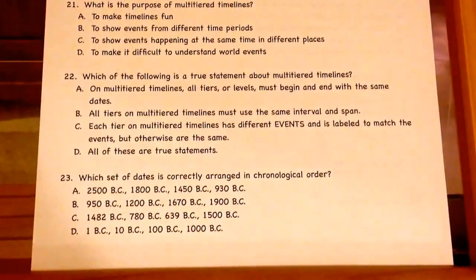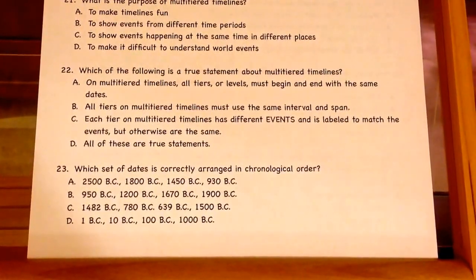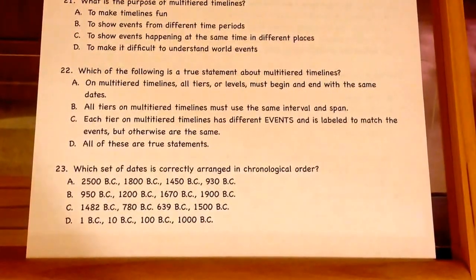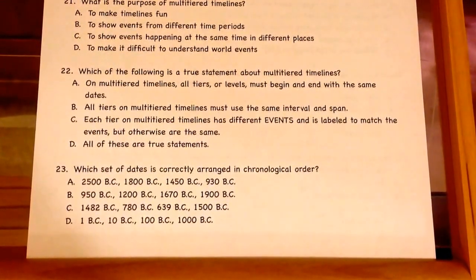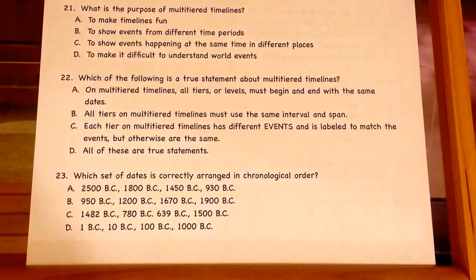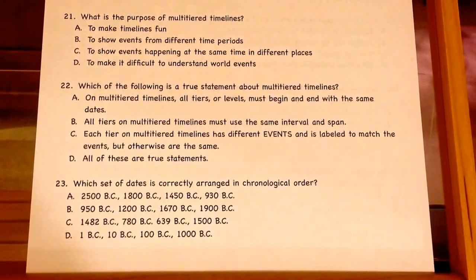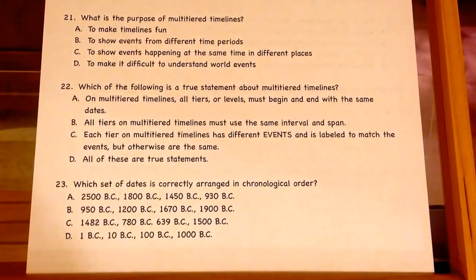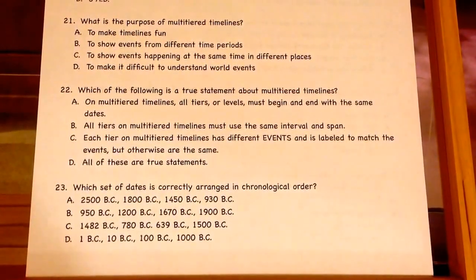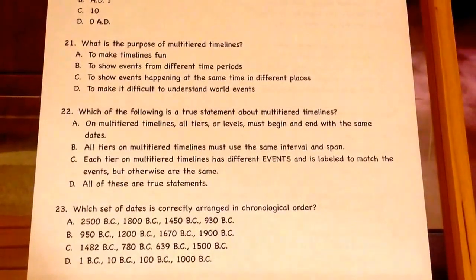23. Which set of dates is correctly arranged in chronological order? A, 2500 BC, 1800 BC, 1450 BC, 930 BC. B, 950 BC, 1200 BC, 1670 BC, 1900 BC. C, 1482 BC, 780 BC, 639 BC, 1500 BC. Or is it letter D, 1 BC, 10 BC, 100 BC, 1000 BC?